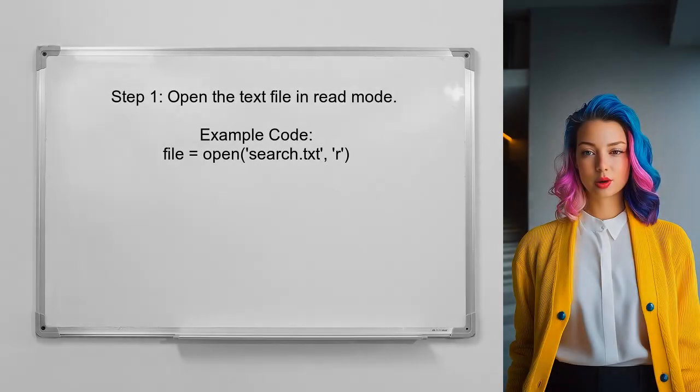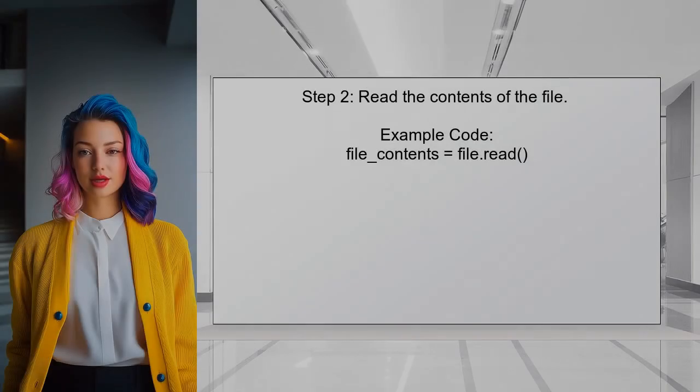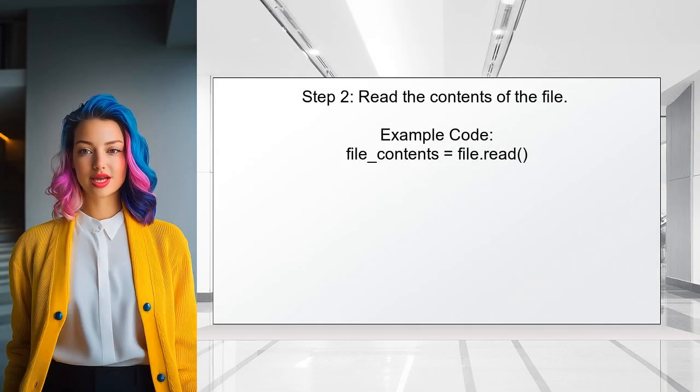To begin solving this issue, the user should first open the text file in read mode. This allows us to access the contents of the file for searching. Next, the user should read the contents of the file into a variable. This will allow us to check if the search word exists within the text.